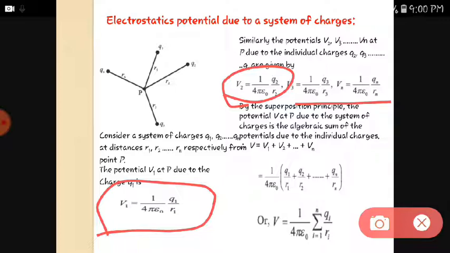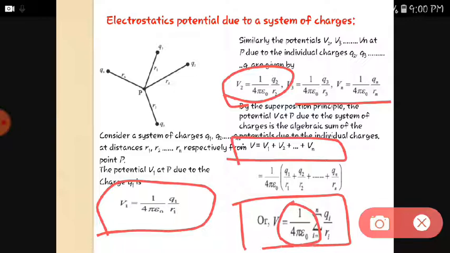And what will be the summation of it? It will be this. By summing them out, 1 by 4 pi epsilon 0 is common, and we can write summation Qi by Ri. So this is the formula when a number of charges is considered. So this is the final expression for this. By using superposition we can say this.